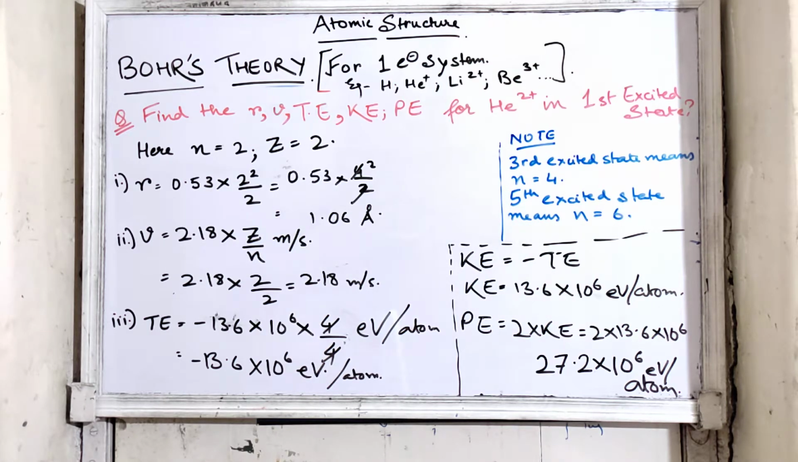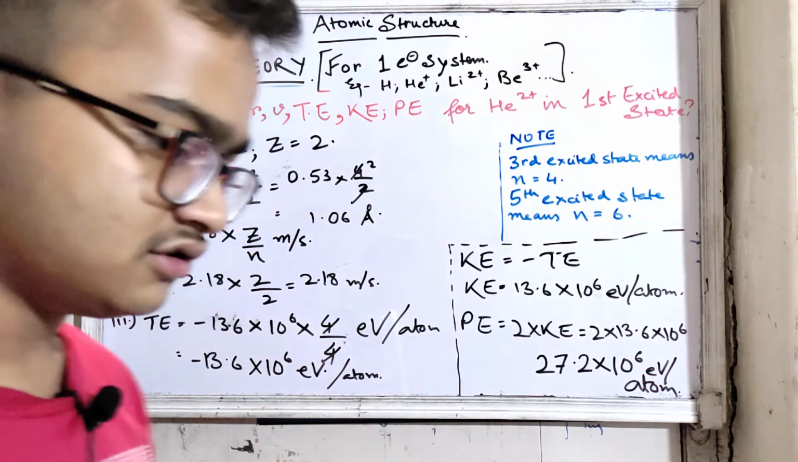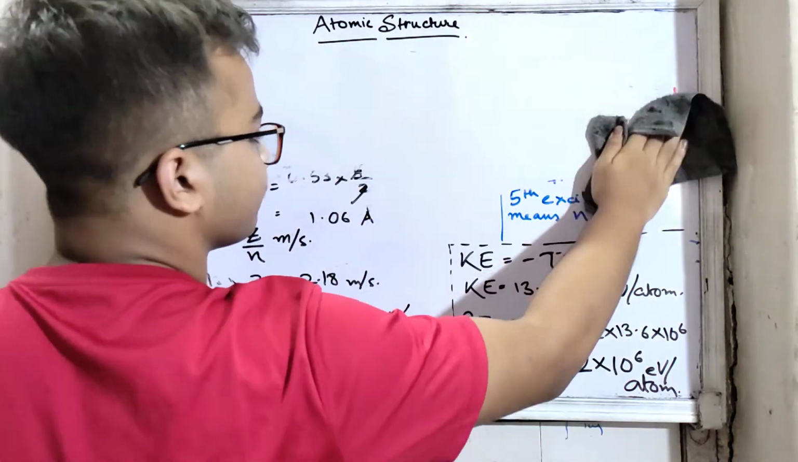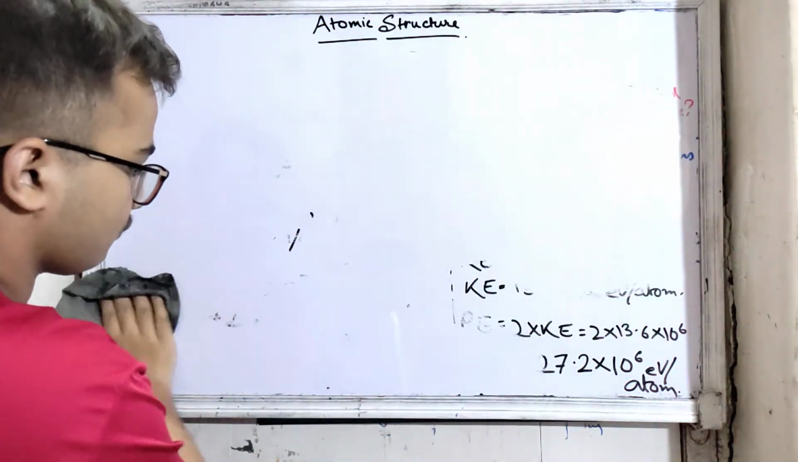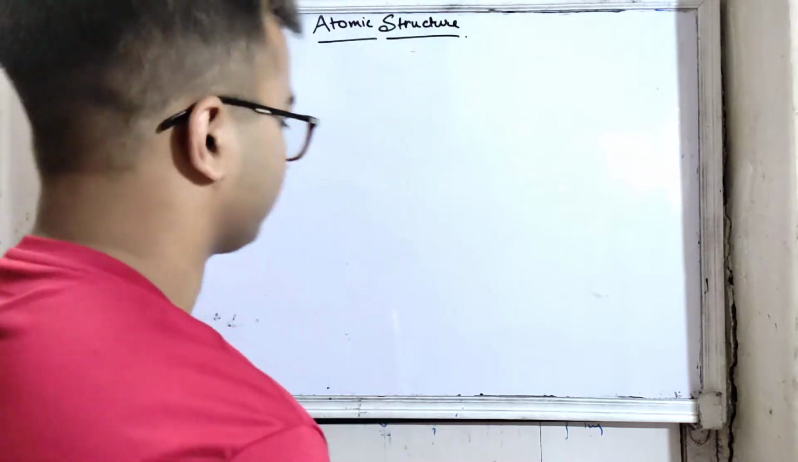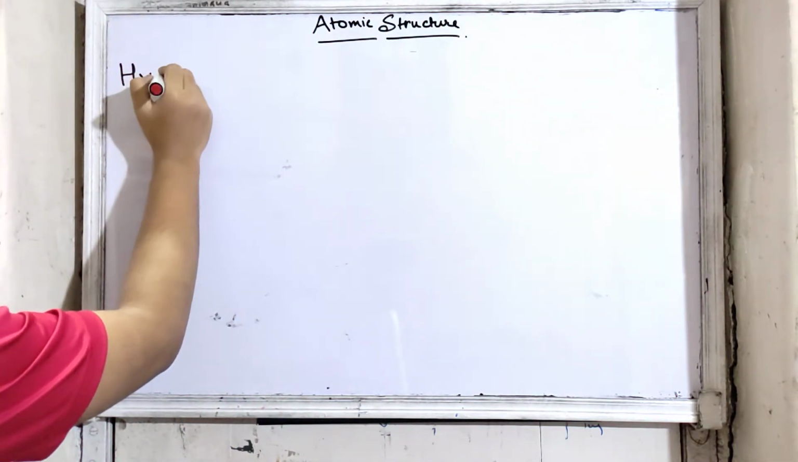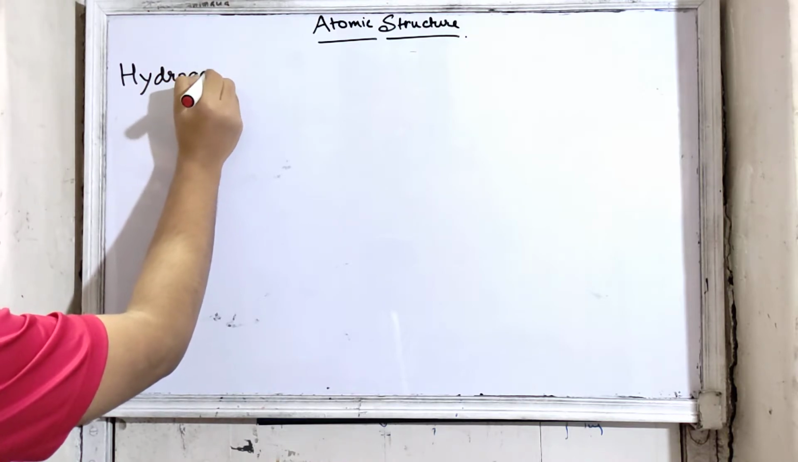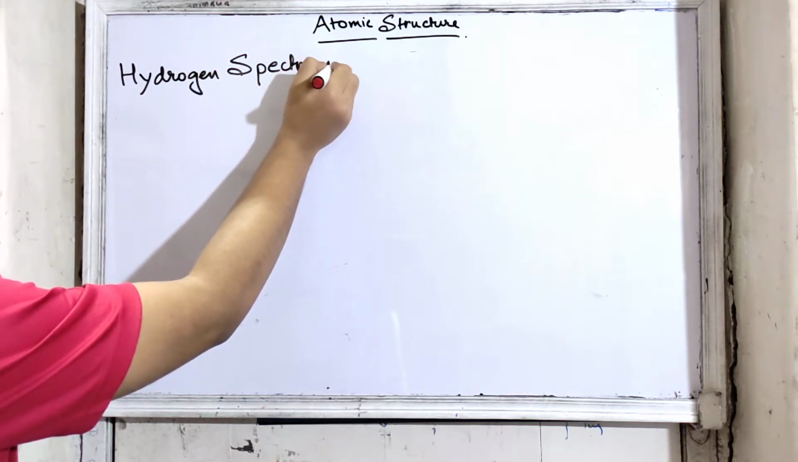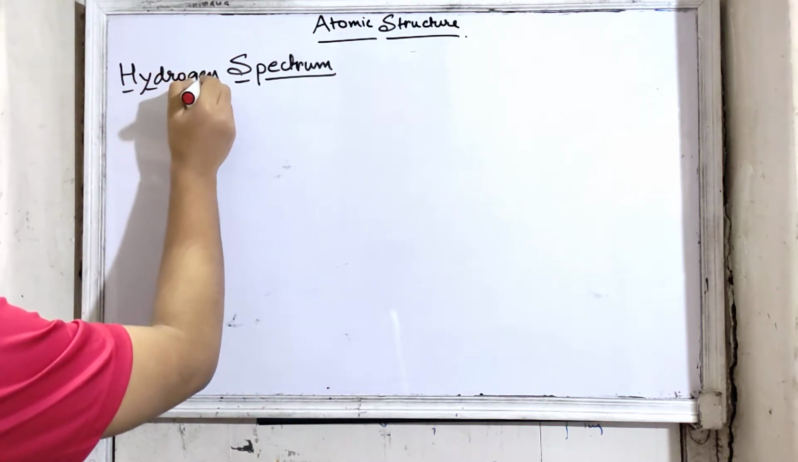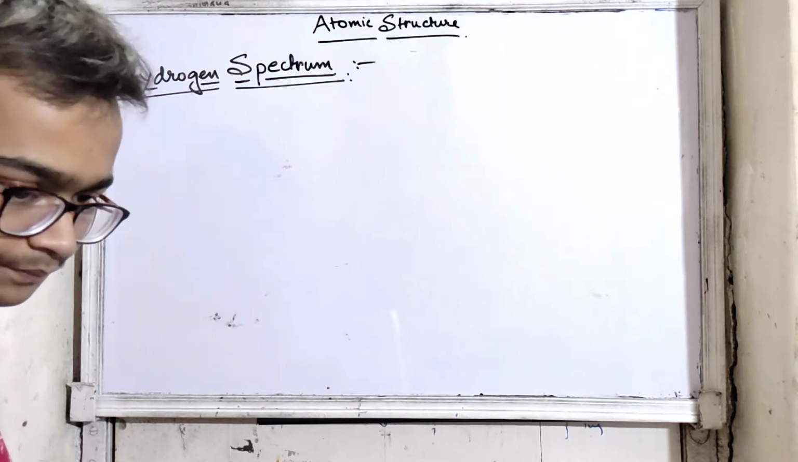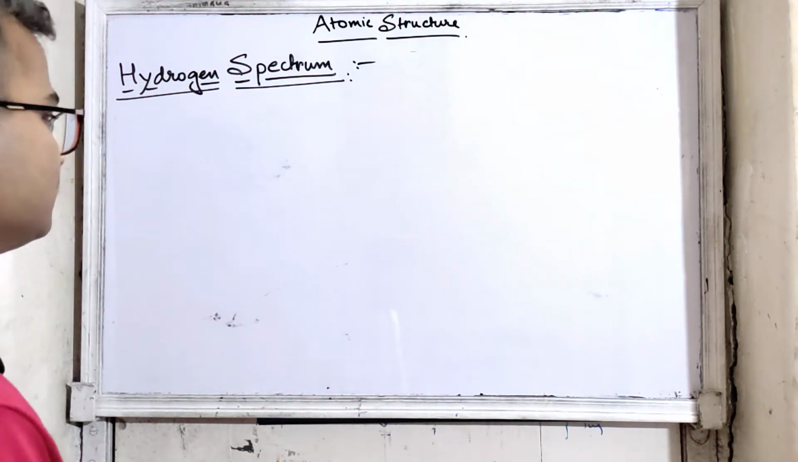Okay, so let's start. Next we come to the hydrogen spectrum. Let's give the heading: hydrogen spectrum. Now hydrogen spectrum has the formula.